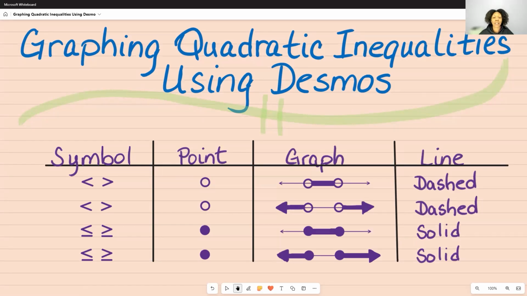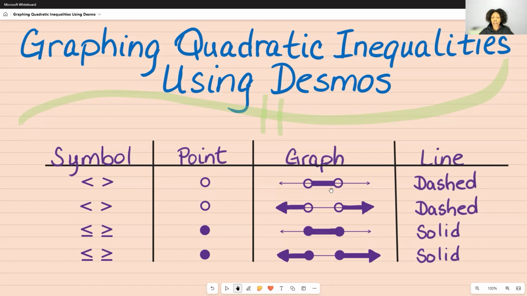Today I'm going to discuss graphing quadratic inequalities using Desmos. As you can see, I have shown a chart that tells you what the lines mean once you go to Desmos. For instance, if they're dashed lines, that means you have either a less than or greater than inequality, and on a number line, that will be indicated by an open circle.